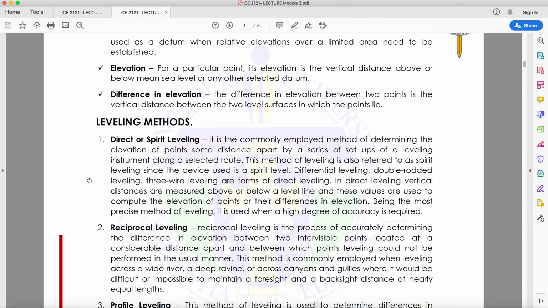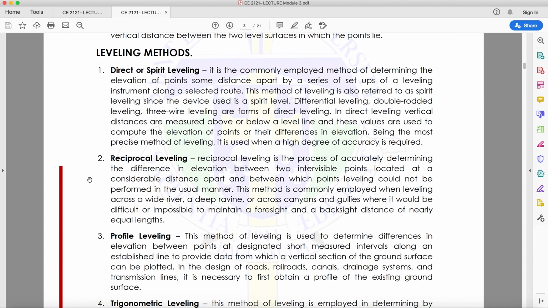And next we have the leveling methods. We have the direct or the spirit leveling. It is the commonly employed method of determining the elevation of points some distance apart by a series of setups of a leveling instrument along a selected route. This method of leveling is also referred to as spirit leveling since the device used is a spirit level. Differential leveling, double-rodded leveling, and three-wire leveling are forms of direct leveling.